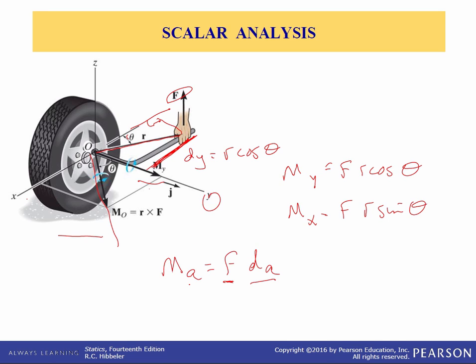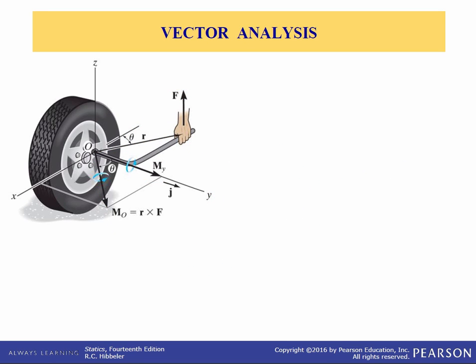Now, the vector analysis, which I prefer. To find the moment of this force F about the y-axis, we're going to use a vector analysis now. We must first determine the moment of the force about any point O along the axis, along the y-axis. So you can see that chosen point O right here. And we can do that by applying the equations we've already learned. The moment about O is r cross F.